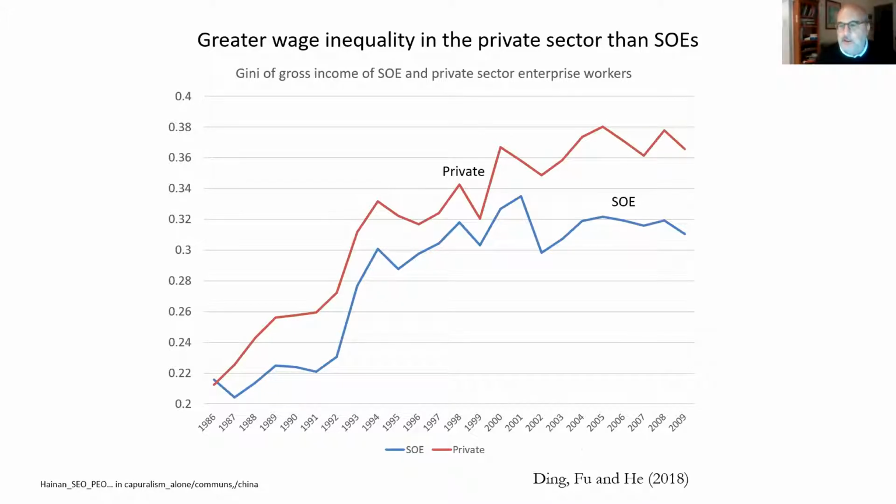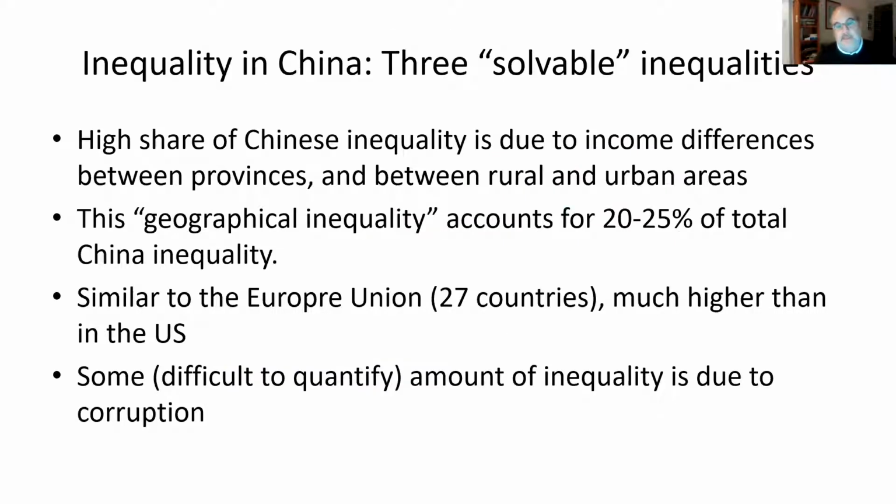So you have confirming evidence, from the overall inequality in China, from inequality within urban and rural areas, and inequality within the state and private sector, of a stable inequality, but not decreasing inequality, in the most recent years.